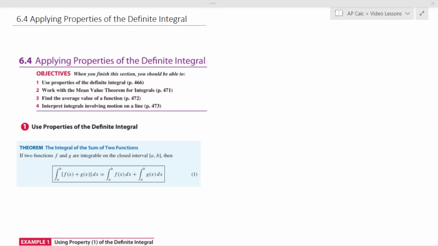Okay, guys, Mr. Antonucci here, and we're going to start section 6.4, applying properties of the definite integral. You can see our objectives there, and we're going to break this into 3 videos. In this video, we're going to talk about using the properties of the definite integral.